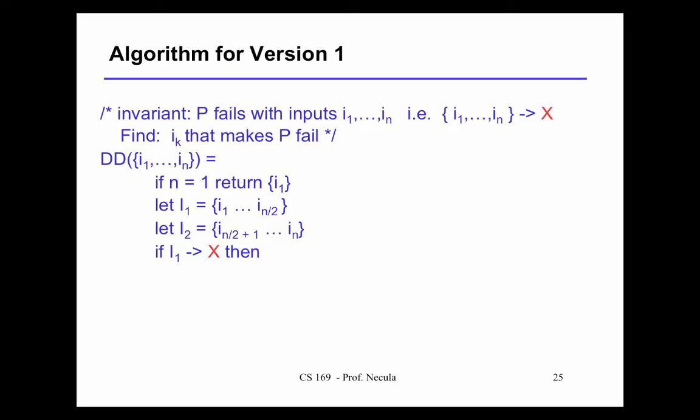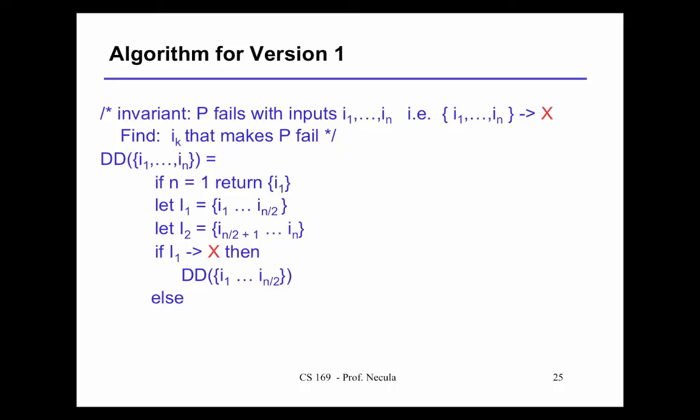I need to look into I1. So I'm going to call DD of I1. But every time you call the recursive function, you have to check the invariant to make sure you're not making a mistake. And DD is legal to be called as long as this is a failing set, which is exactly what we just checked. So that's fine.